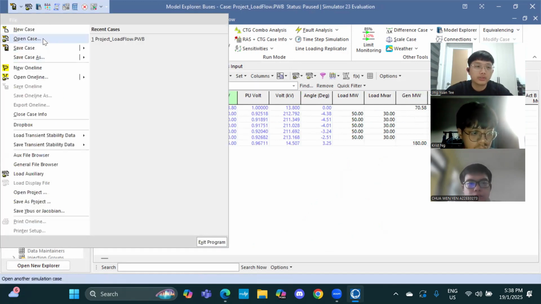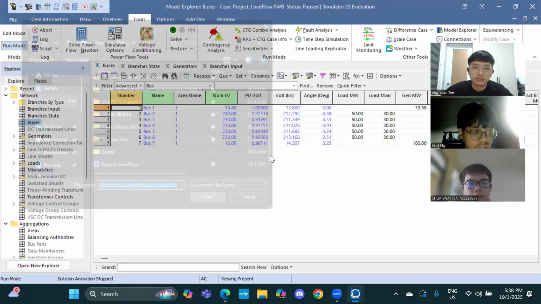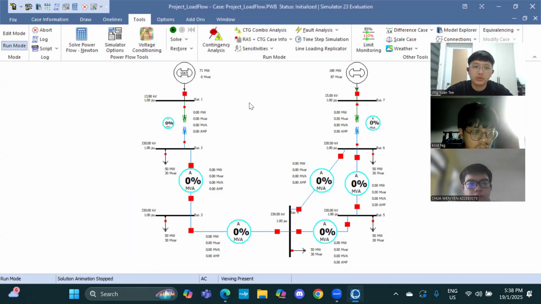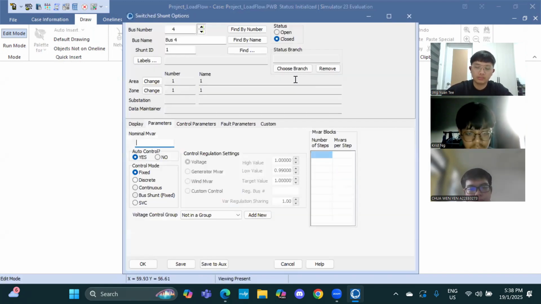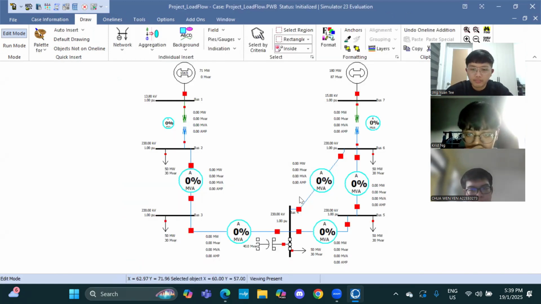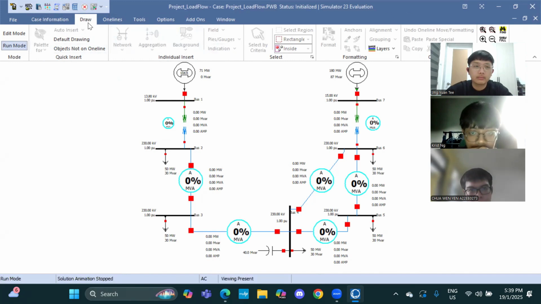All right, so now we start case 2. For case 2, if you want to resolve the power flow, our solution is to insert a switched shunt at bus 4, because we also need to increase the voltage at bus 4. For the MVAR, we don't know the value, so we just use trial and error. Let's say we put 40. All right, so we run it again.